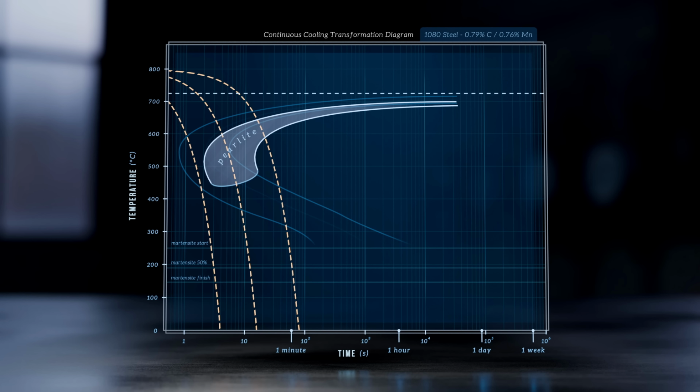Each of these curves represents a different linear cooling rate. Cool this 1080 steel from 800 degrees Celsius at a rate of 200 degrees per second, and you'll obtain martensite. At 50 degrees per second, you'll obtain a mixture of pearlite and martensite, and at 10 degrees per second, you'll get 100% pearlite.